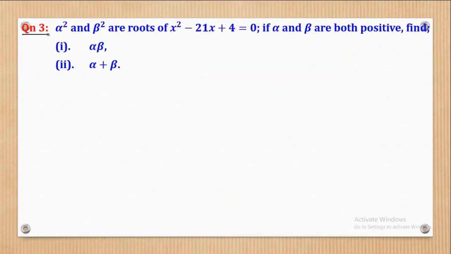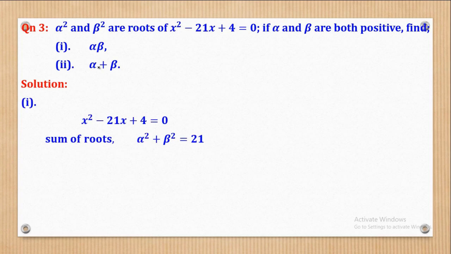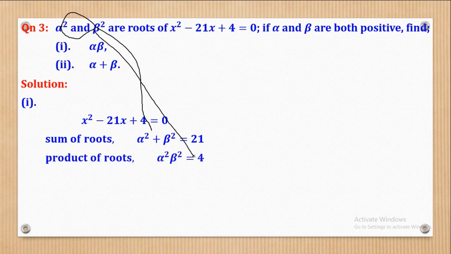Then now we shall go to question 3, which says that alpha squared and beta squared are roots of the equation this. If alpha and beta are both positive, find alpha beta and alpha plus beta. So now here they have somehow interchanged, because we have been dealing with alpha and beta being roots. Now they have said alpha squared and beta squared are the roots. So that means that the sum of roots will be the sum of these two, which is alpha squared plus beta squared. And the product will be alpha squared beta squared, which is equal to 4.